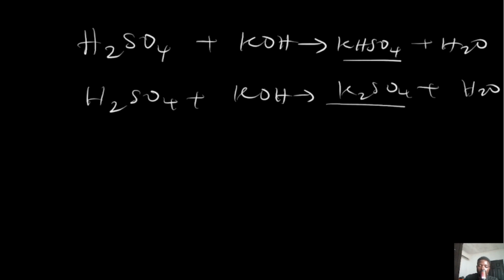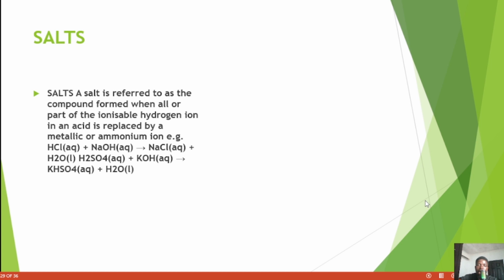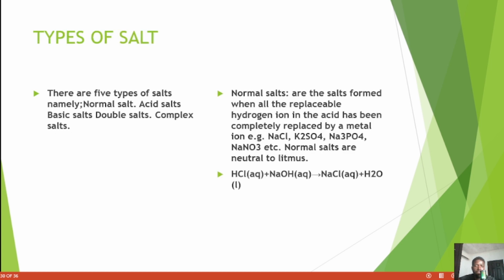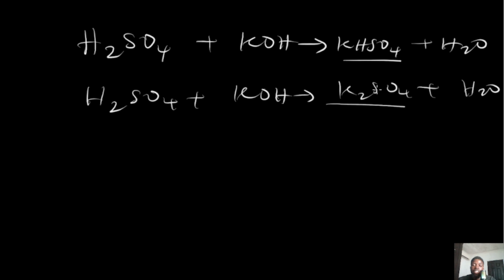Okay, so going back to our study, we are now going to be looking into the different types of salt. There are 5 types of salts, namely normal salt, acid salt, basic salt, double salt, and complex salt. With the first one, normal salts are the salts that are formed when all the replaceable hydrogen ions in the acids have been completely replaced by a metal ion or ammonium ion. So the implication is that when you say something is a normal salt, you are not going to see any hydrogen ion.